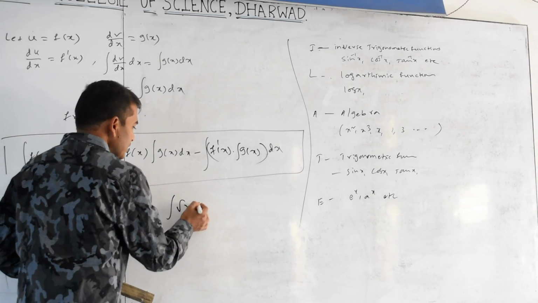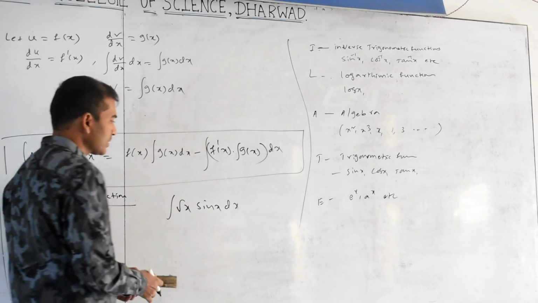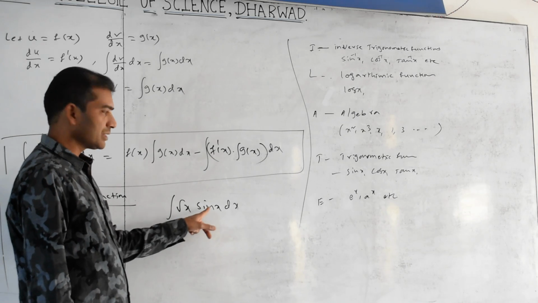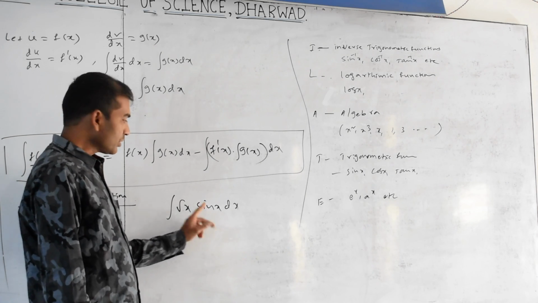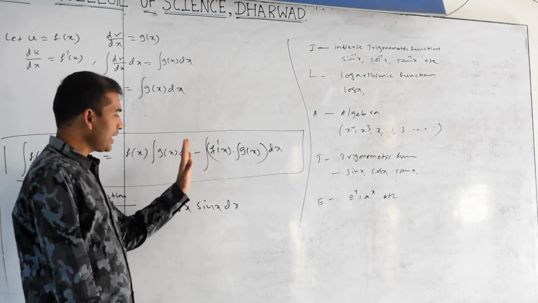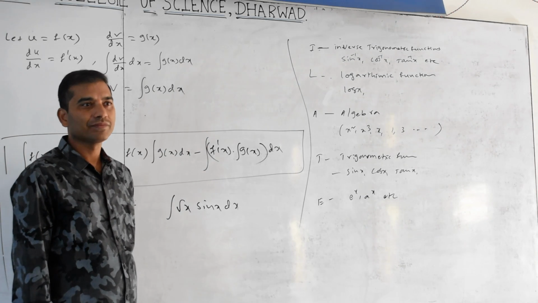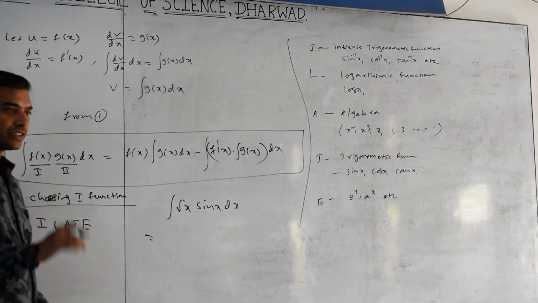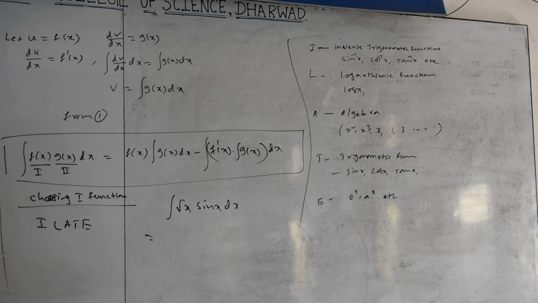Some example here: root x into sin x dx. In that, which is u? Root x, because algebra comes first. This is sin x. So this integration you can't find. It looks like the product rule, but when you apply it, it never works. Are you following? Because this rule is not applicable to all product functions, only a few. But the differentiation product rule applies to all functions. This is not like that.